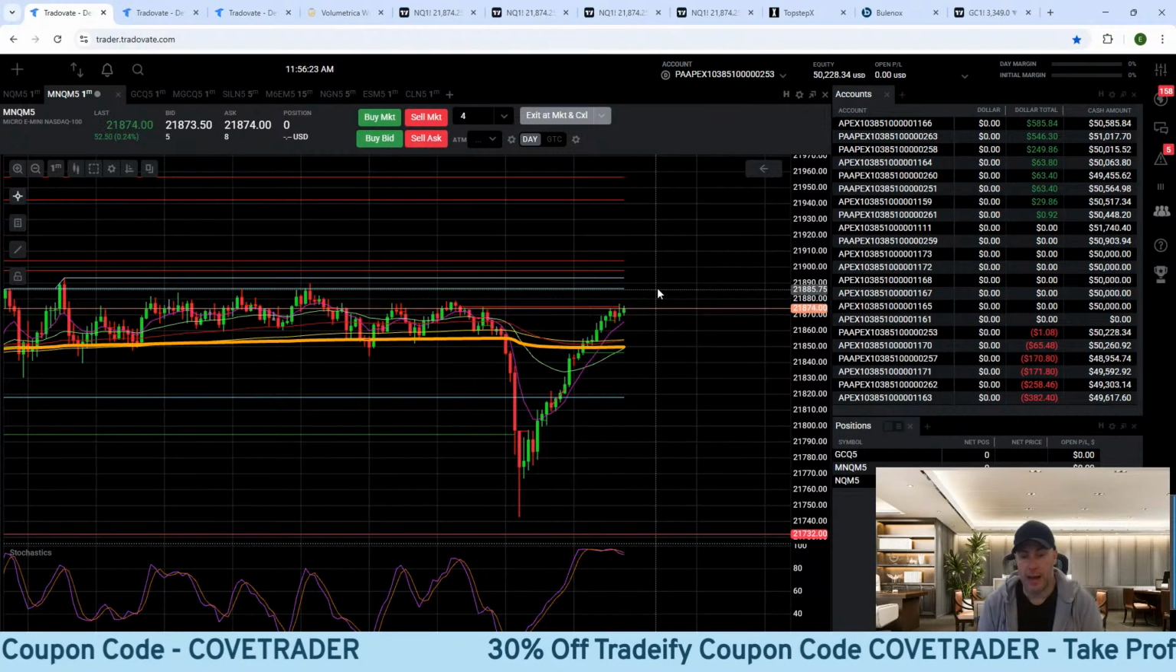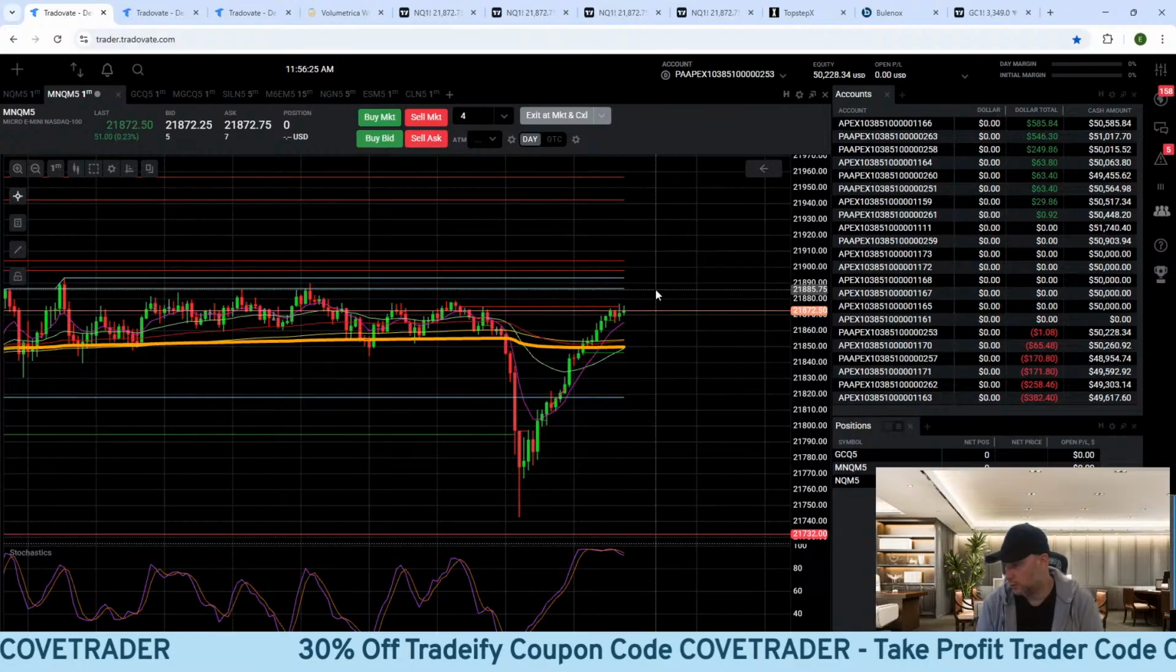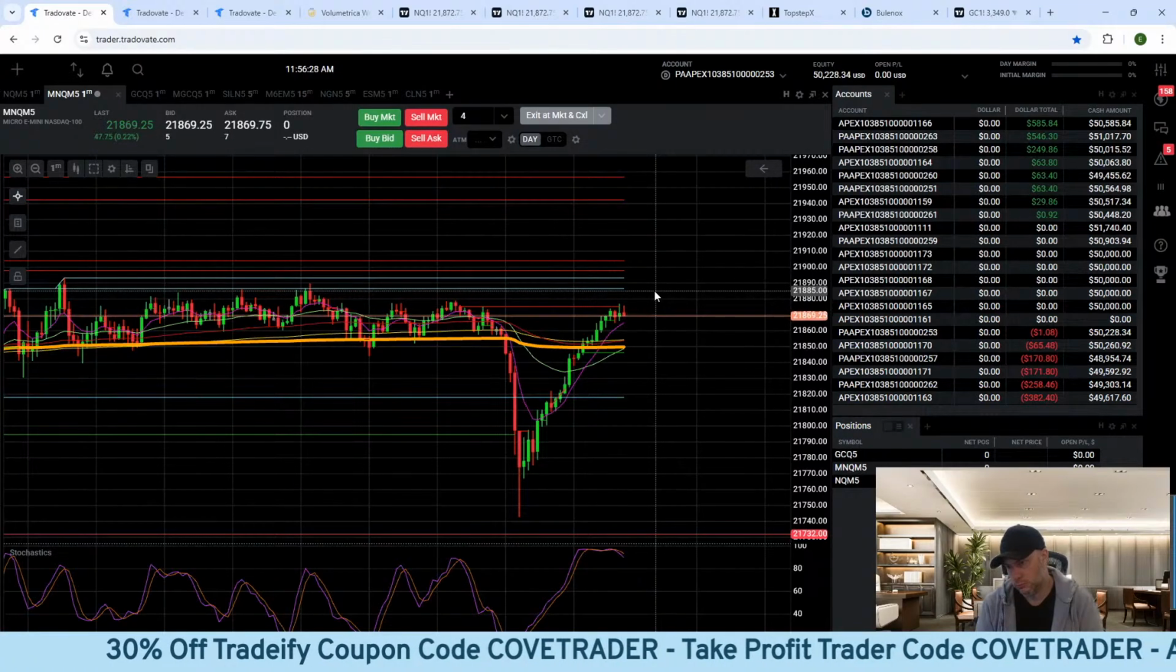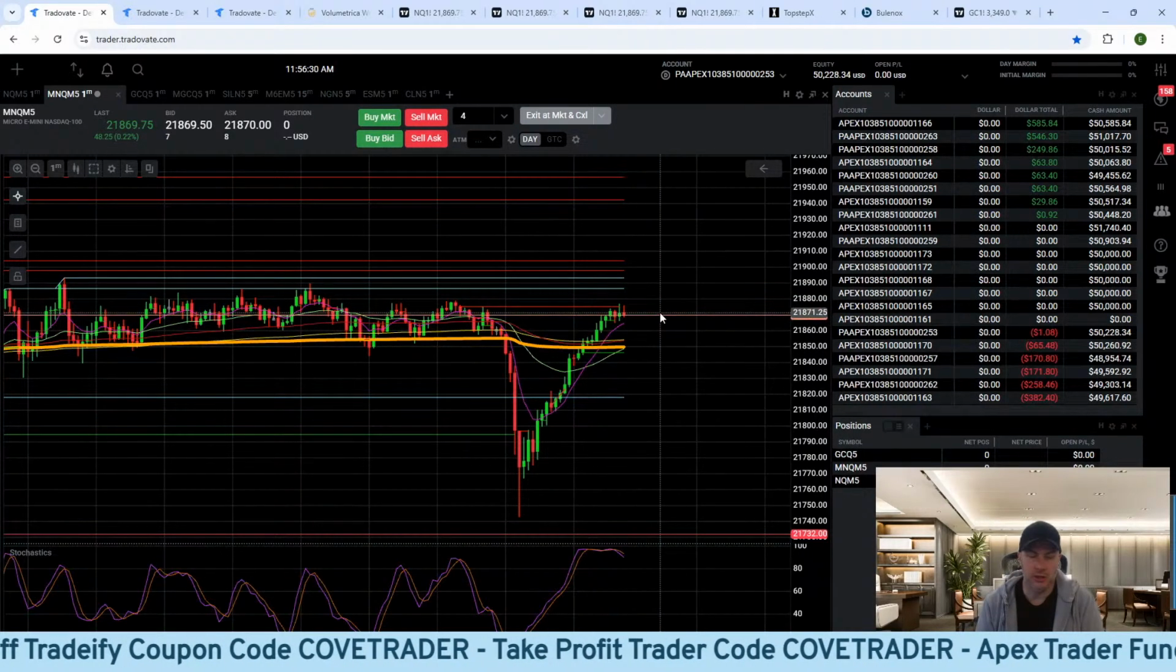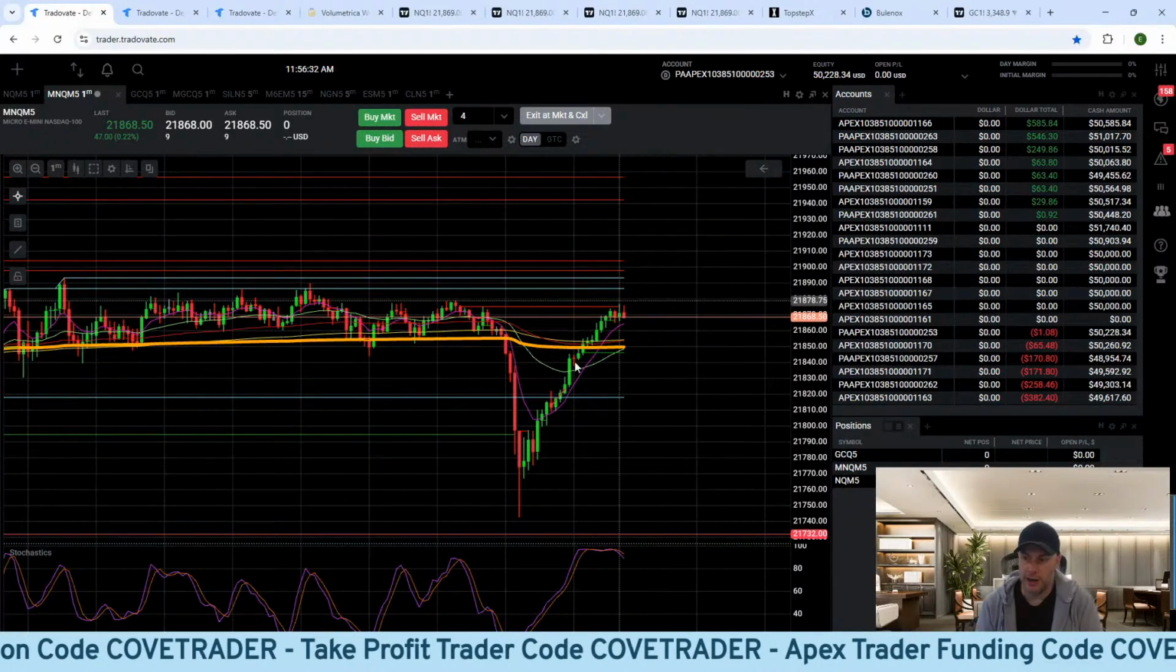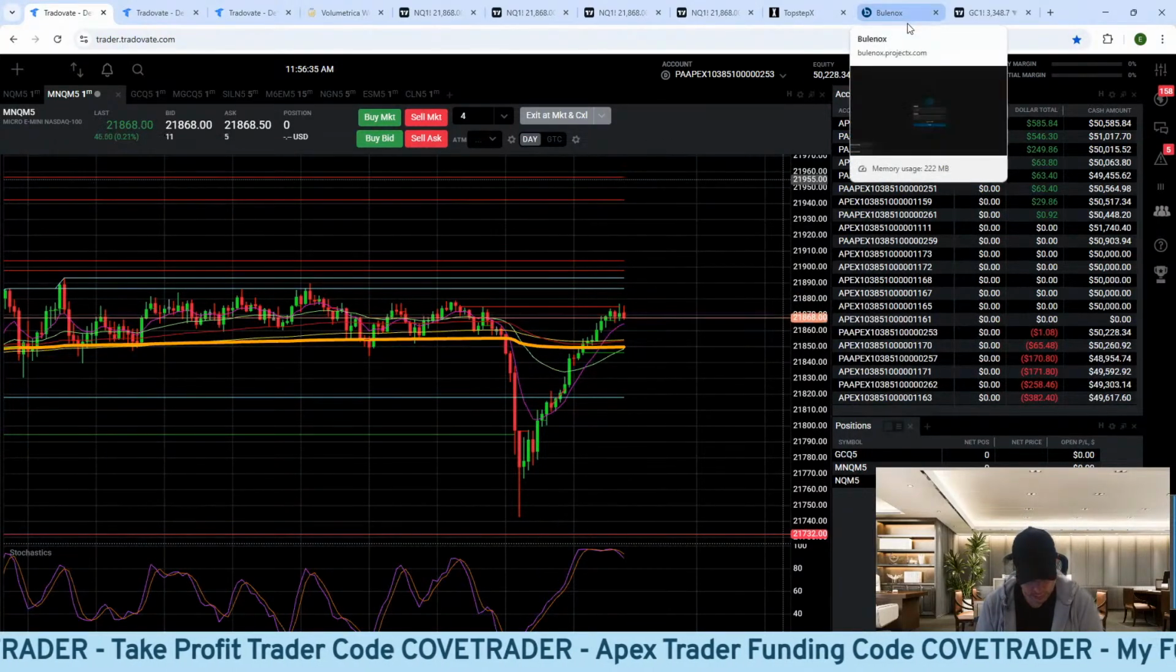I mean, I can't buy up here, but I think it continues to go. Maybe you get some consolidation up here. I'm definitely not buying after we just bounced that whole way.